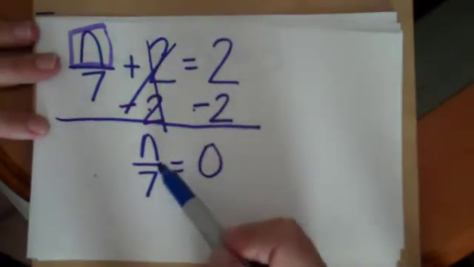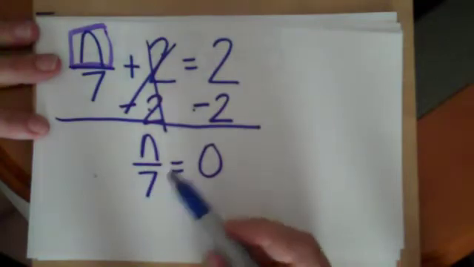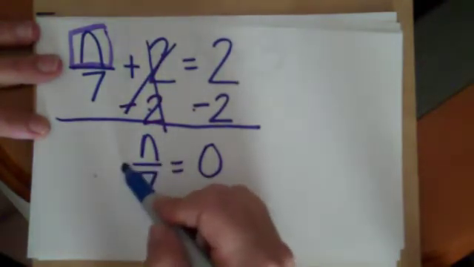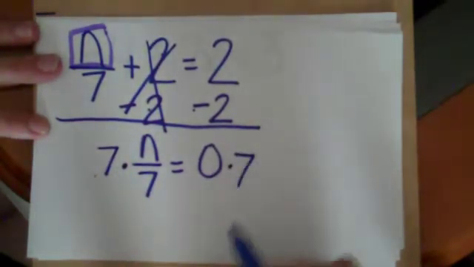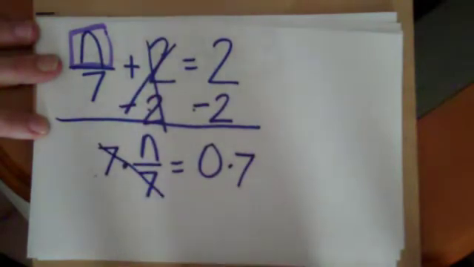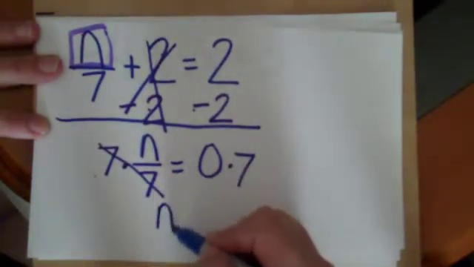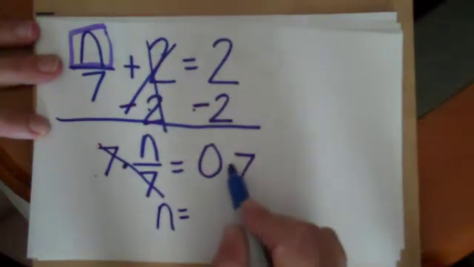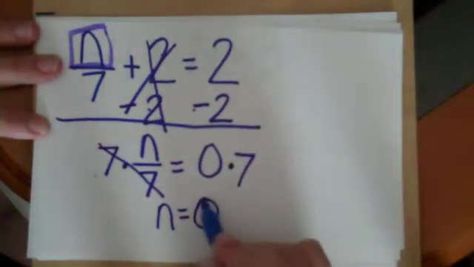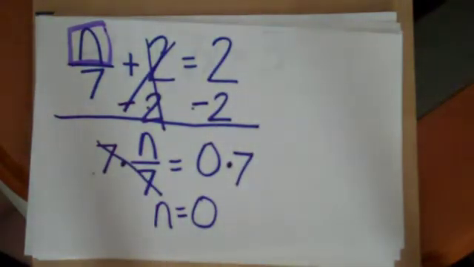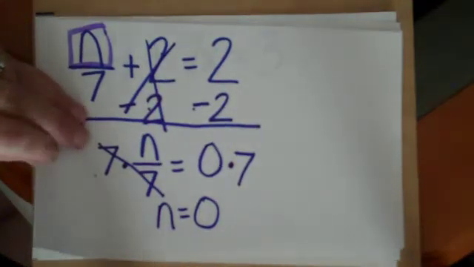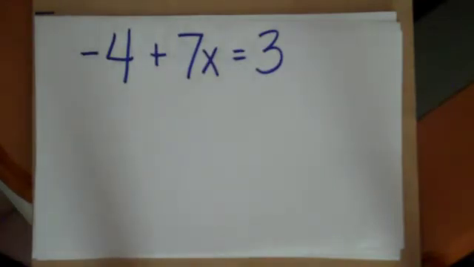Okay, now we're still solving for n. It's divided by 7. The inverse of divide is multiply, so we're going to multiply by 7. If we do it to one side, got to do it to the other. These 7s are going to cancel because 7 divided by 7 is 1. 1 times n is n. So we have n left over here, and over here, what is 0 times 7? Well, that's 0. Can 0 be the answer? Yes, 0 can be the answer. 0 is a number. We can have nothing. It's possible. Okay, let's move on to the next problem.